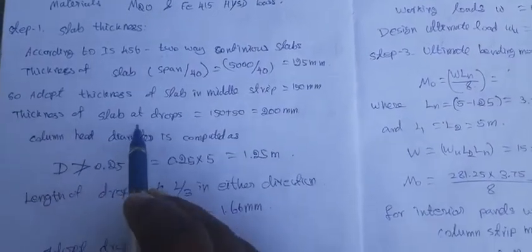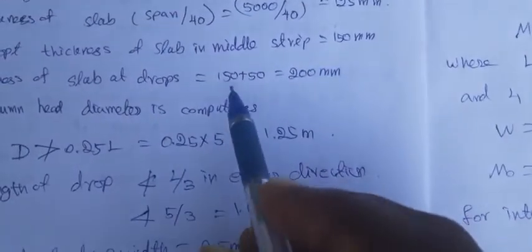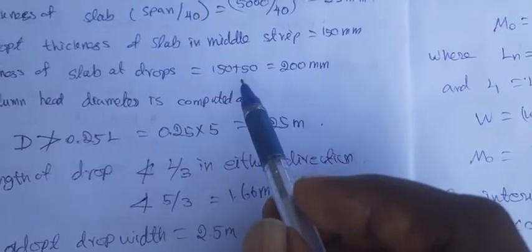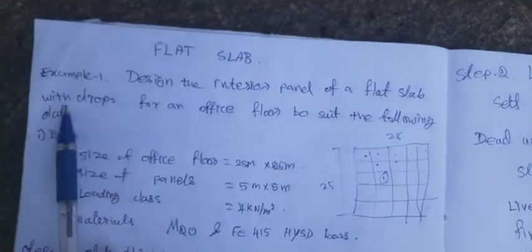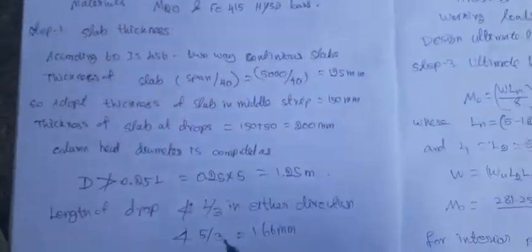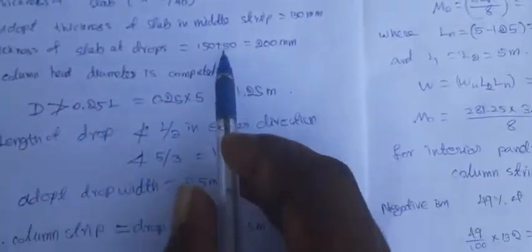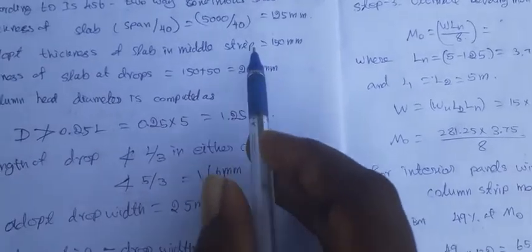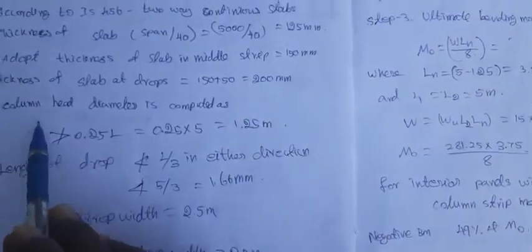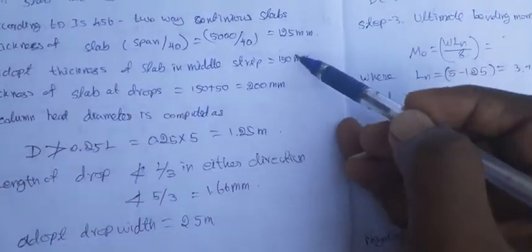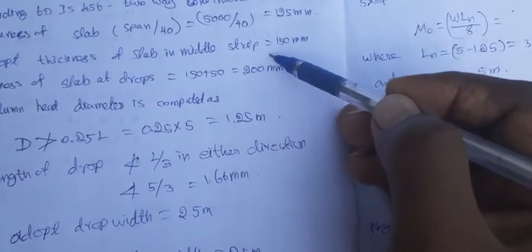Next, the thickness of the slab at drops. In the case of the column strip, there are drops, because the problem says to design a flat slab with drops. So we have to provide drops also. The additional thickness we provide is 50 mm, so 150 plus 50 is 200 mm. So 200 mm thickness will be provided at the column strip. The two thicknesses are 150 mm and 200 mm: 150 mm is for the middle strip, and 200 mm is for the column strips.